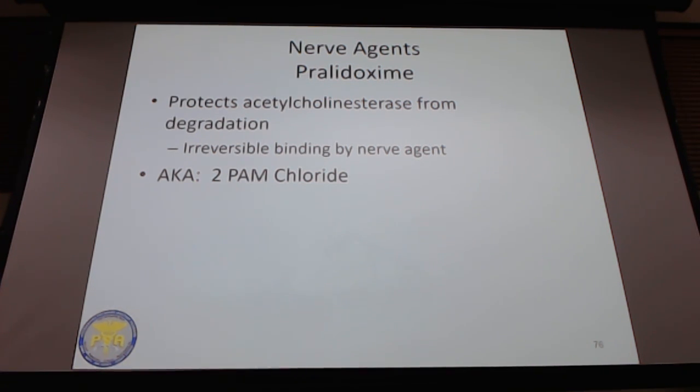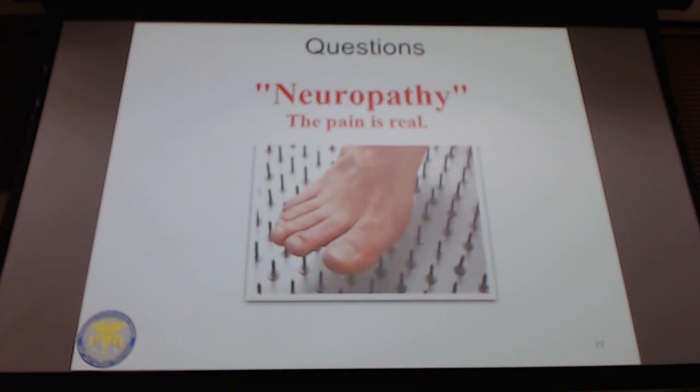Pralidoxime, right, protects acetylcholine from degradation by irreversibly binding the nerve agent, and that's your 2-PAM chloride. So that's it. That's all.